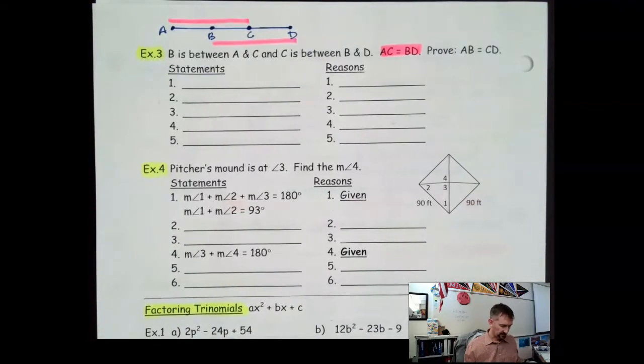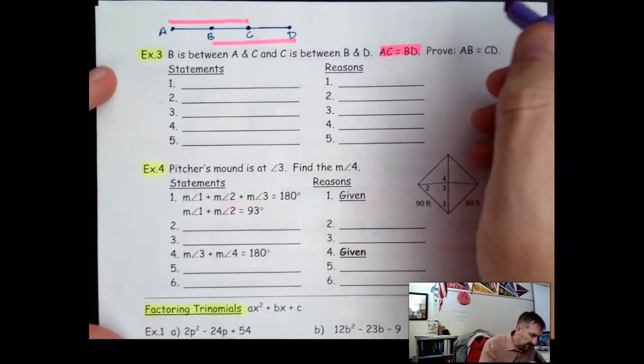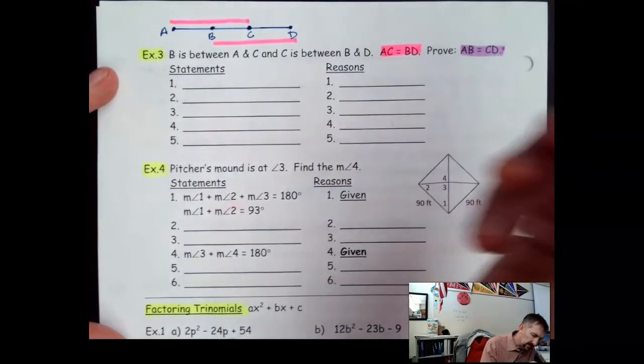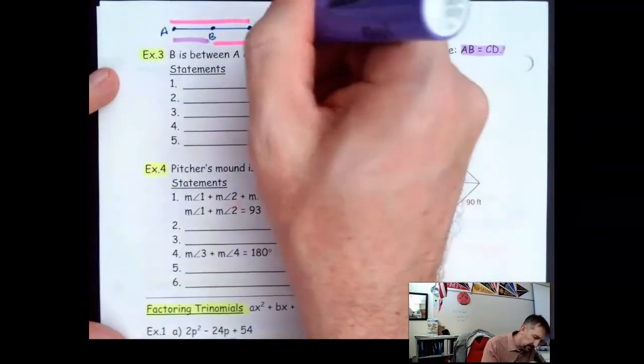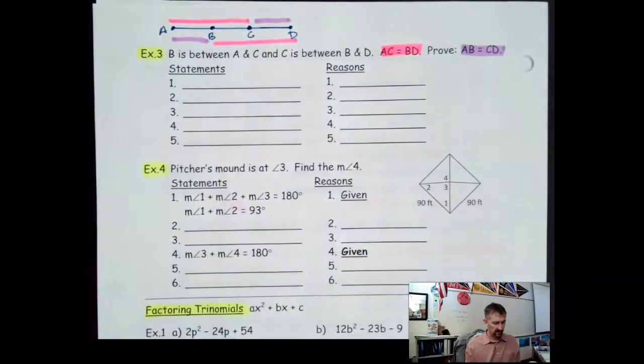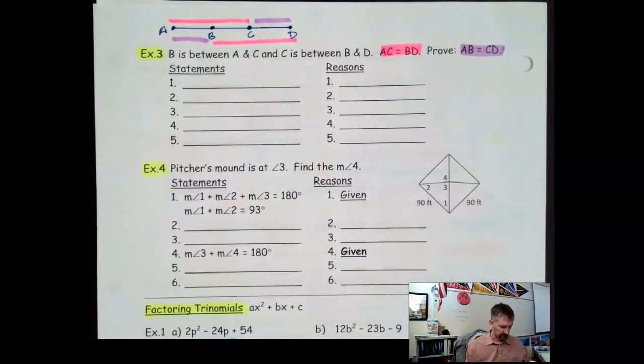Now they want us to prove that AB is equal to CD. So they want us to prove this little piece here is congruent to that little piece there. That's what we're trying to show.